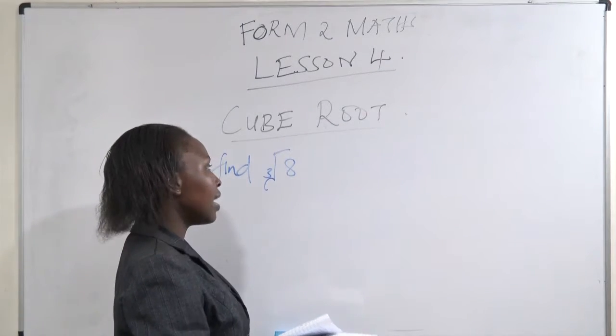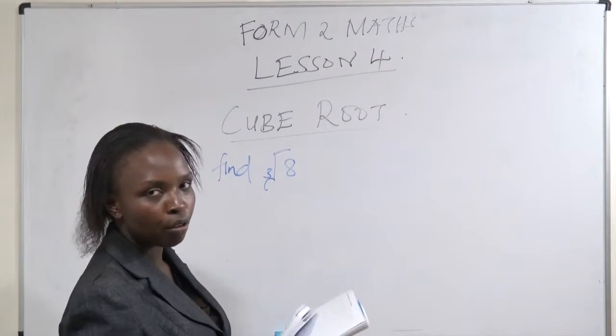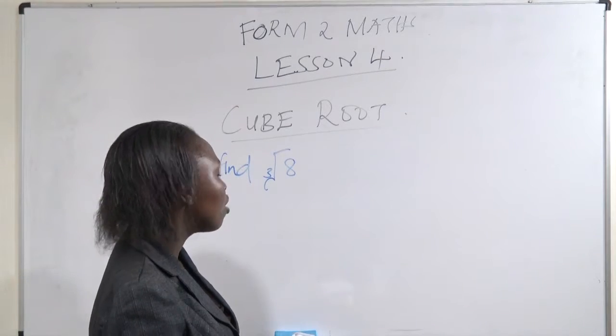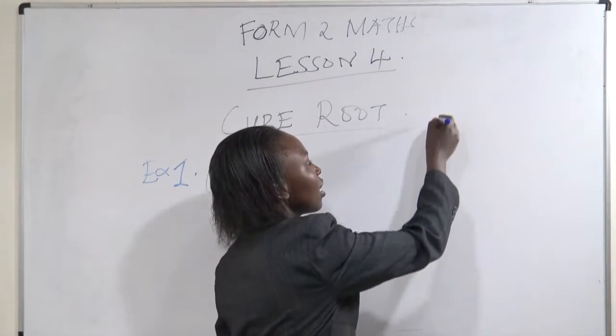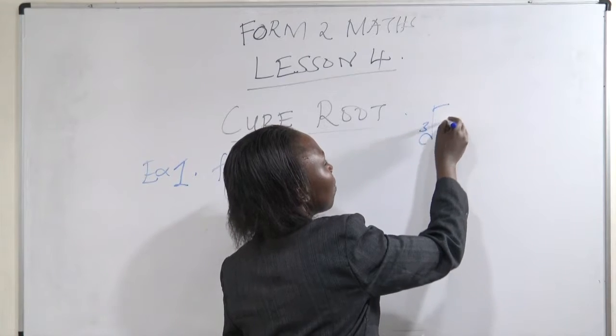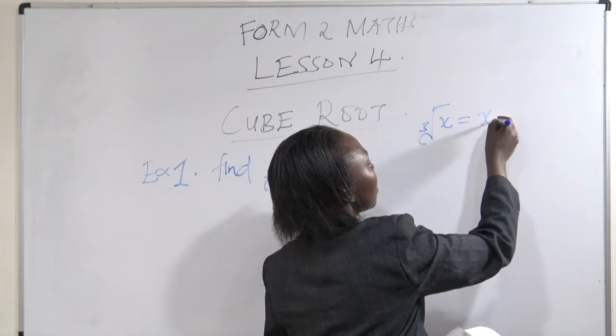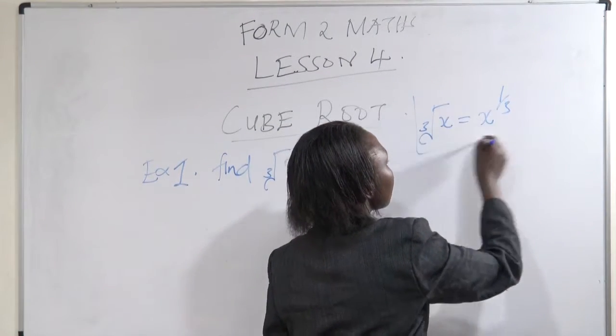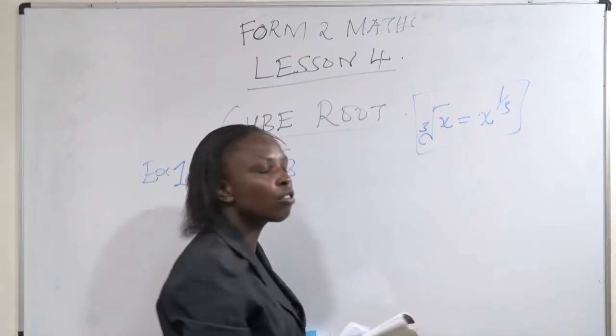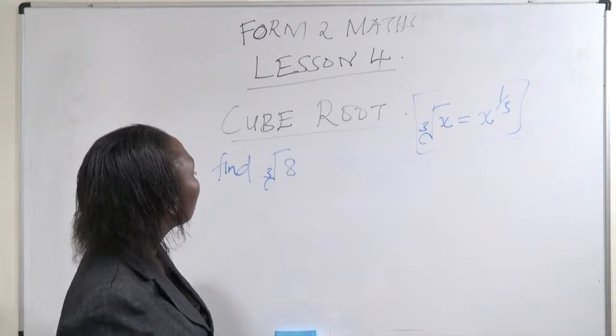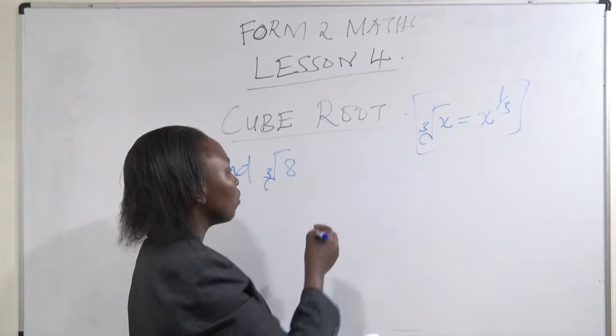So we start by expressing 8 as a product of its prime factors, keeping in mind that I've told you that the cube root of a number means that number to the power of a third. That is something that is supposed to be on your fingertips. So we express 8 as a product of its prime factors.